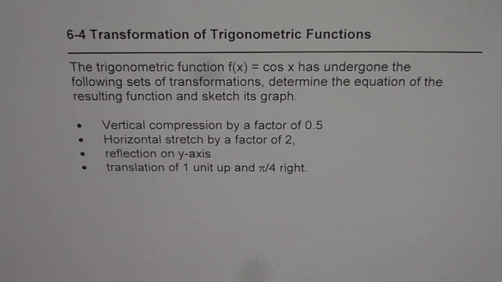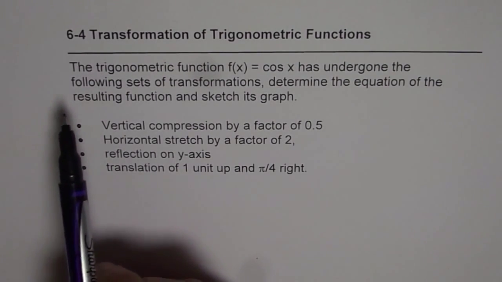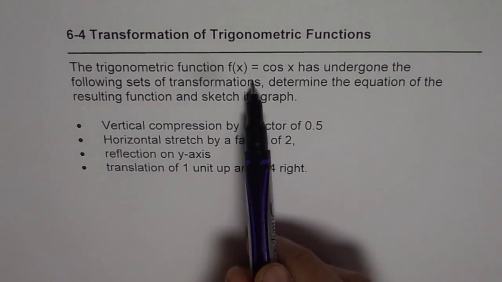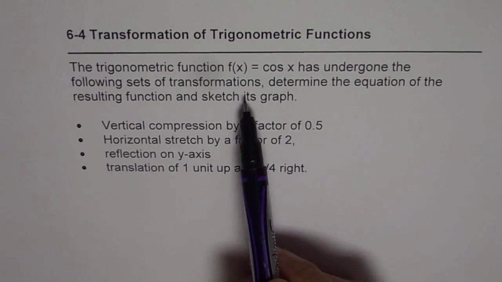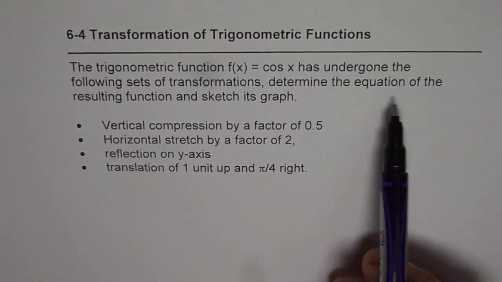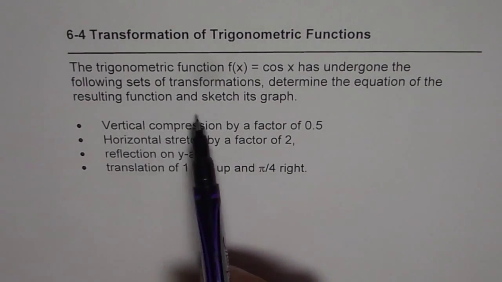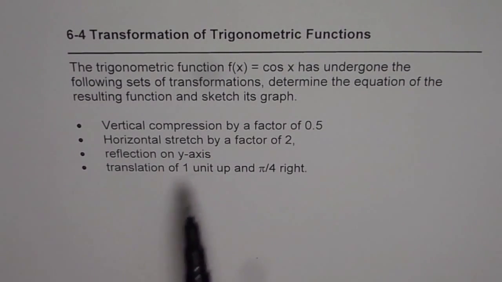I'm Anil Kumar, and in this video we'll try to understand how to write a transformed trigonometric function given its transformations. Question is, the trigonometric function f of x equals cos x has undergone the following sets of transformations. Determine the equation of the resulting function and sketch its graph.